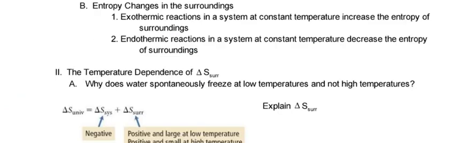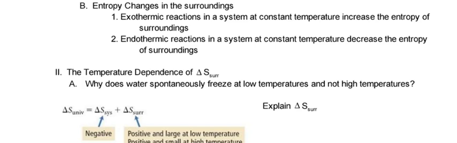All right, so let's talk about how this becomes big and positive, at least big enough to overcome the system being negative. It says an exothermic reaction in a system at constant temperature will increase the entropy of the surroundings. Think about that. What is freezing water? Isn't that exothermic? You're going from a liquid to a solid. It has to release energy in order to do it.